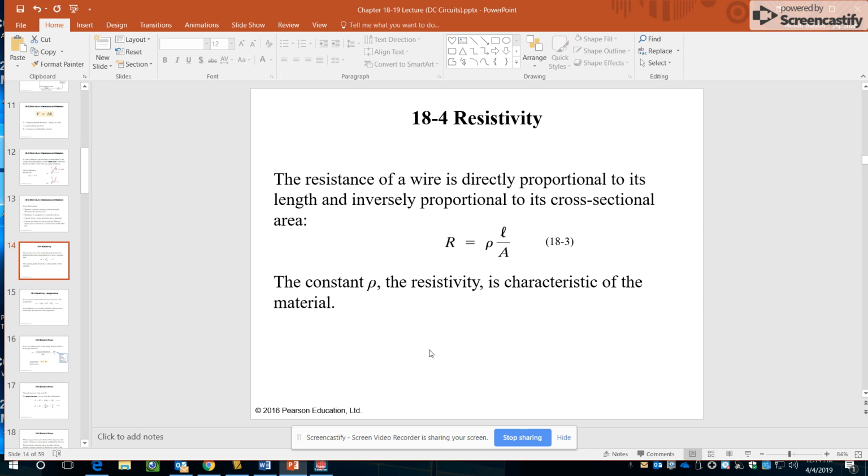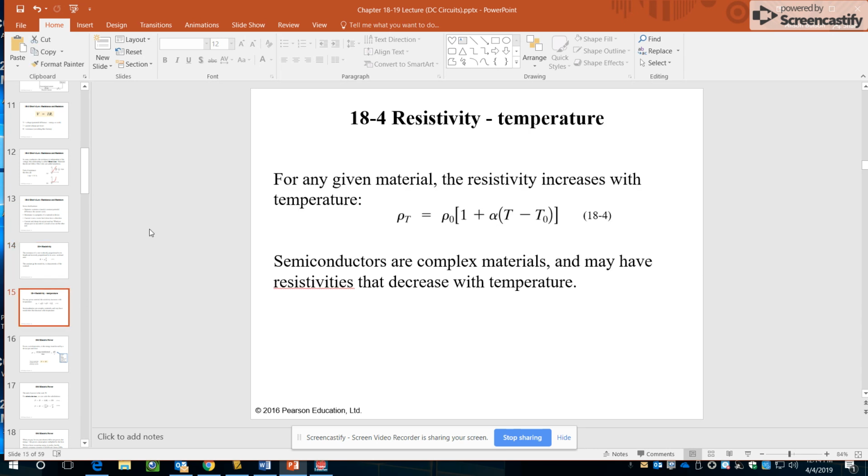We will not be responsible for knowing this equation in the AP exam, but we will be talking about the idea of it. You can consider a pipe and the amount of water that flows through the pipe, especially in terms of cross-sectional area. A larger diameter pipe allows more water to flow, and similarly, a larger diameter wire allows more current to flow, or allows current to flow more easily.